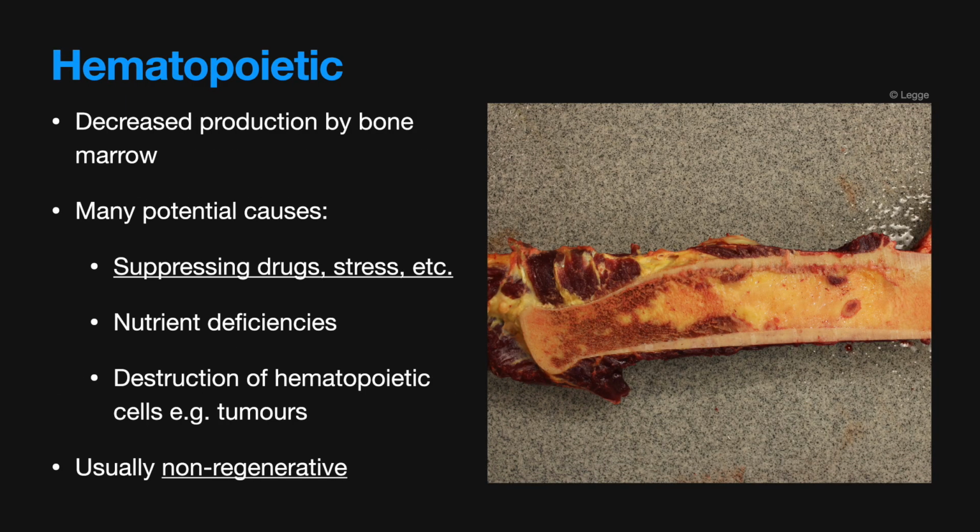Finally, we get to our last H, which is hematopoietic. This refers to decreased production by the bone marrow. There are many potential causes. The main one that we see is suppression of the bone marrow, usually from things like drugs or stress. We can also see decreased bone marrow production from things like nutrient deficiencies or destruction of hematopoietic cells by things like tumors. These anemias are typically non-regenerative since the bone marrow itself is affected.